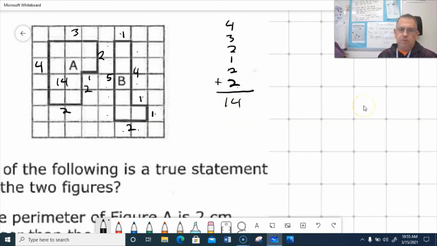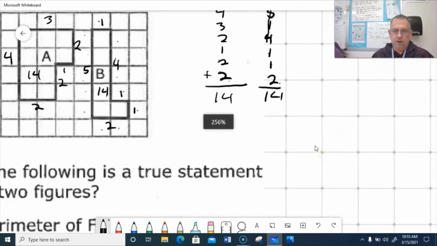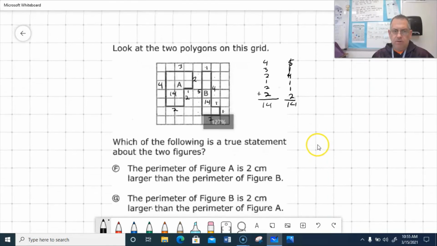So let's double check. I got 1, 2, 3, 4, 5, 6 sides. 6 sides. So I'm going to add up the 6 numbers again. I'll start with the biggest one. It looks like it is 5. Then there's a 1. Then there's a 4. Then I have a 1 and a 1 and a 2. And I have all 6 sides. So look at these numbers together. 5, 1, and 4 makes 10. That's 11, 12, 13, 14. So it looks like both the shapes have a perimeter of 14 units. So we'll use this information to go ahead and try to answer these questions.